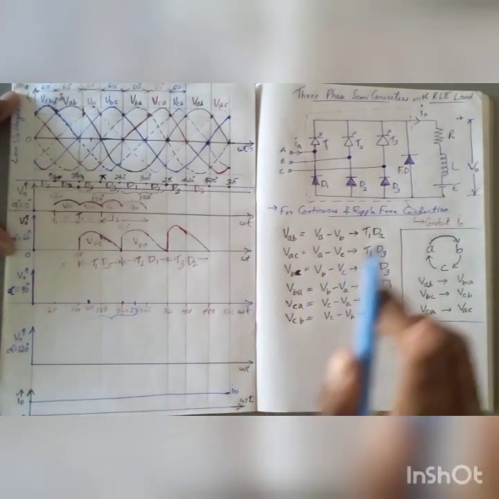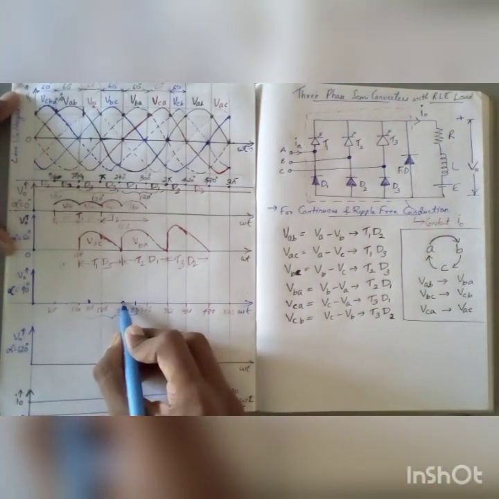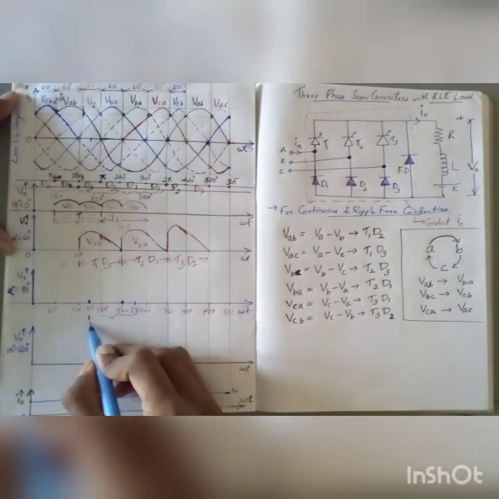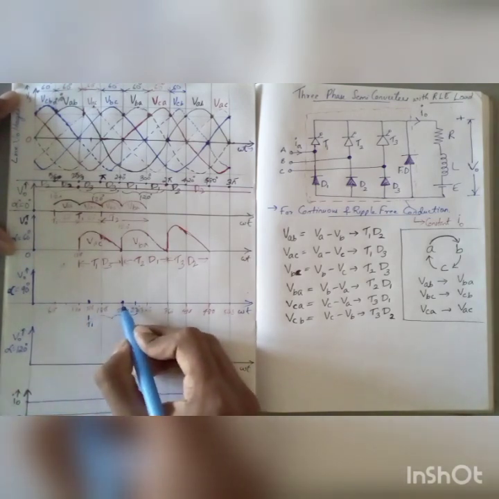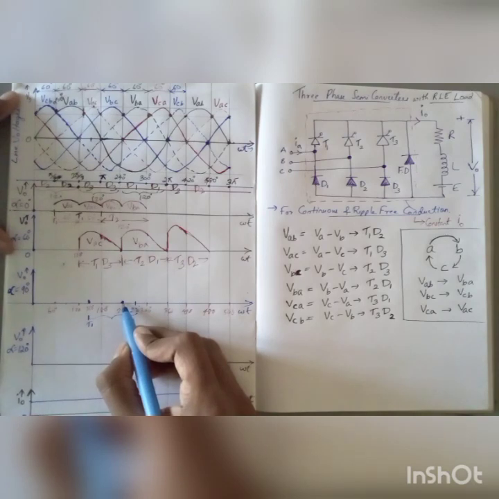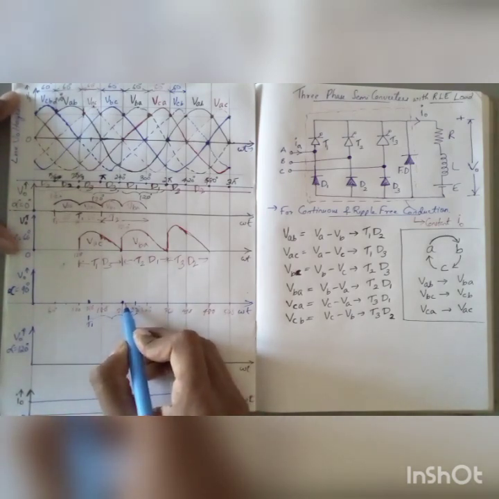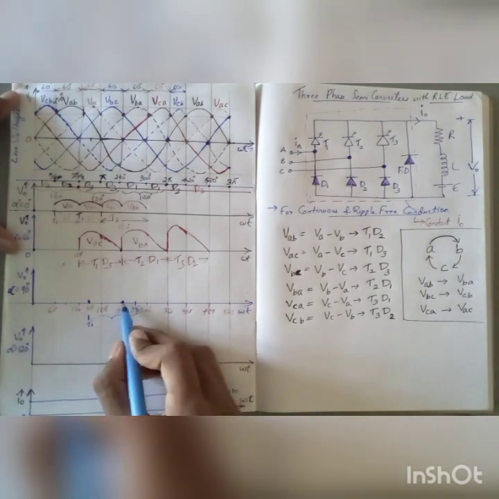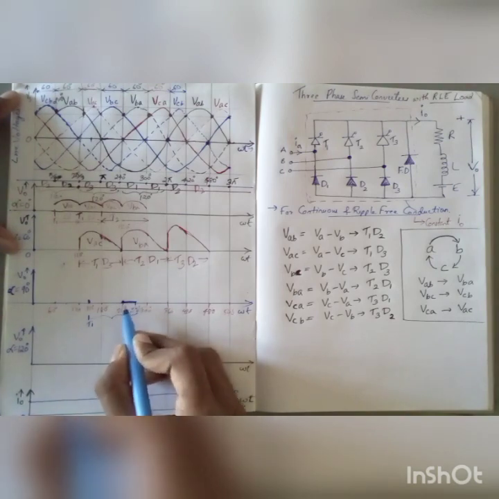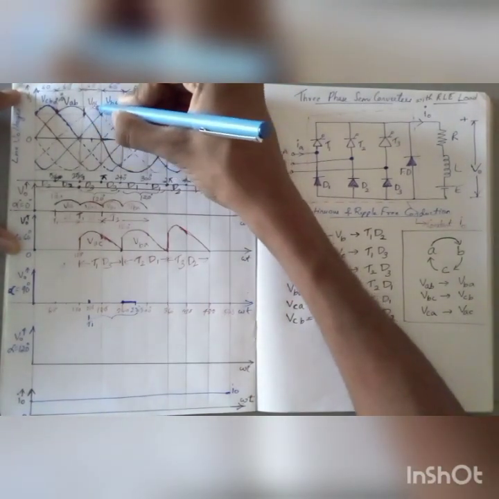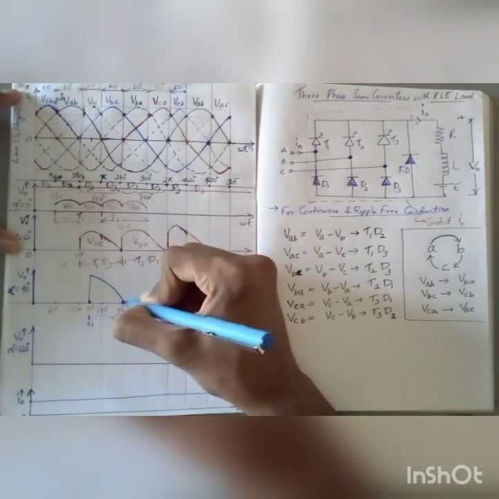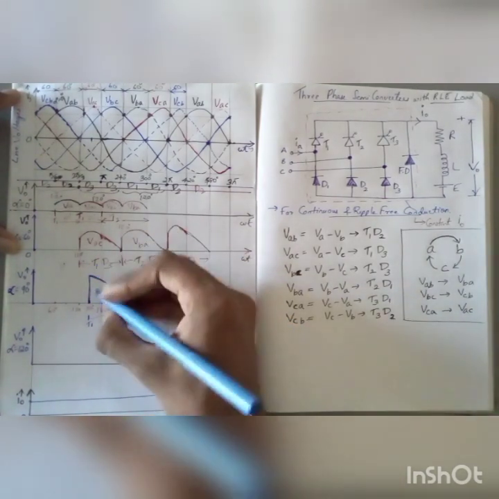The freewheeling diode conducting means it is a short circuit, and the voltage across my RLE is 0. From which point to which point? From 240 to the next triggering point. From 150, my T1 was triggered. Then up to 240 it was conducting, but after 240 what happens? Reverse voltage starts appearing across V0 and the freewheeling diode comes into play, and from then up to 270 my voltage is 0. And what was the voltage from 150 to 240 degrees? From 150 onwards my output voltage is VAC.